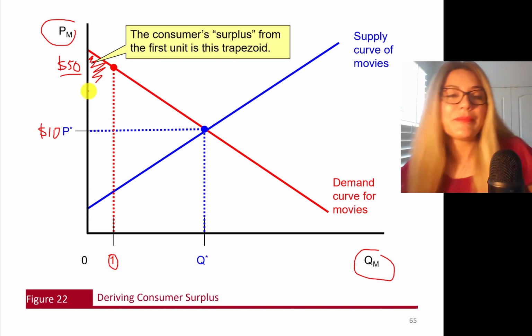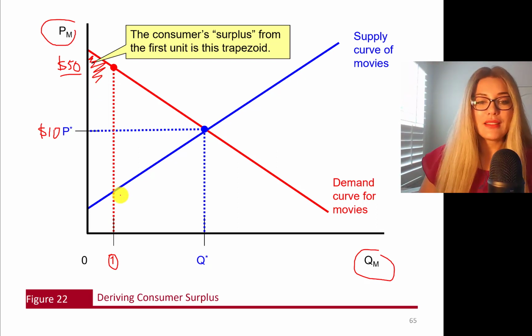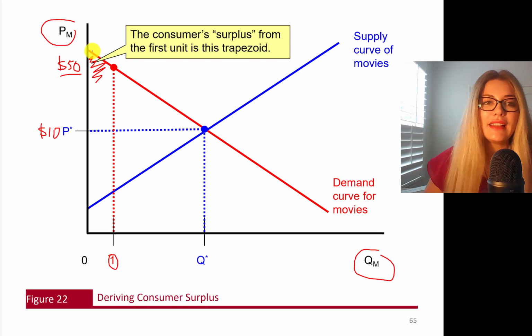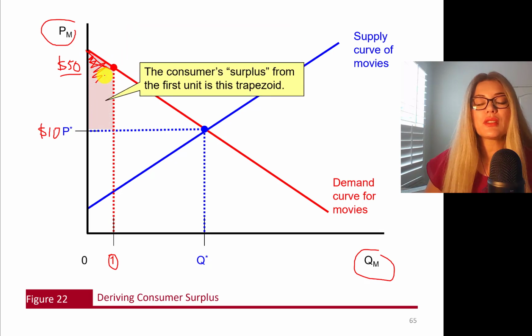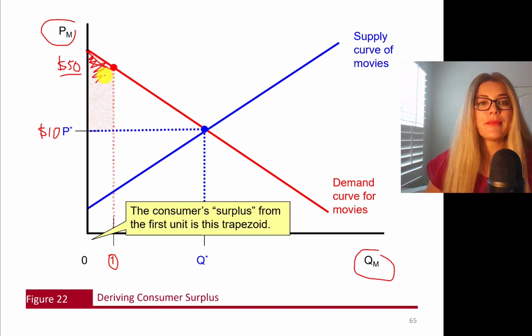So this one unit of movies, 1 million people. When you add their demands, their willingness to pay, you're going to get a smooth line. So the consumer surplus will be this trapezoid, okay?